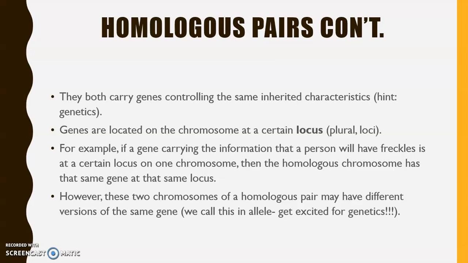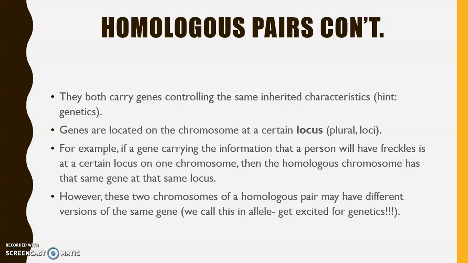But the point is that the homologous pairs are both going to carry genes that control the same characteristics. So that could be things like eye color, hair color, how tall a person's going to be, how short a person's going to be, that kind of stuff. So genes are going to be located at a specific point on the chromosome called a locus. The plural of that is loci. That root should remind you of another word. That word is location. So genes are just located at a certain place, and we call that a locus.